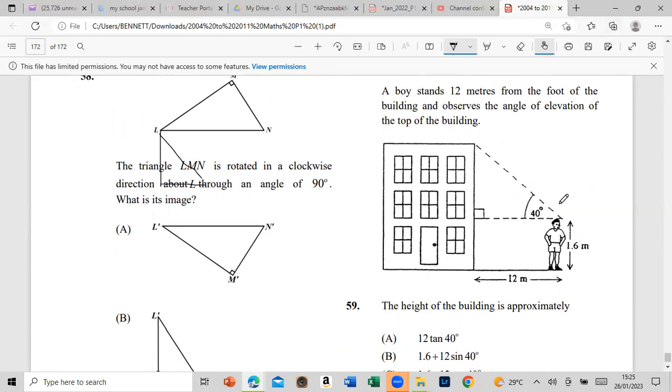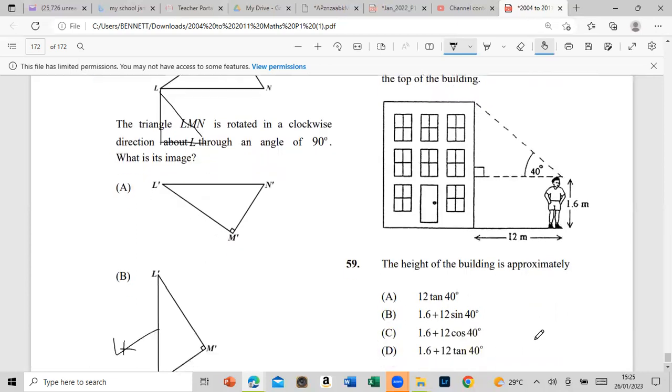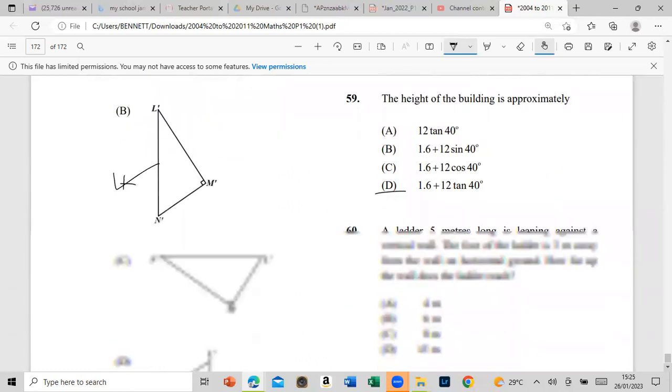So we are looking at a right-angled triangle, so it's opposite over adjacent, so tan. We have to consider the 1.6, alright? So it will be this. But it's tan based on the angle we're looking from and the length of it.